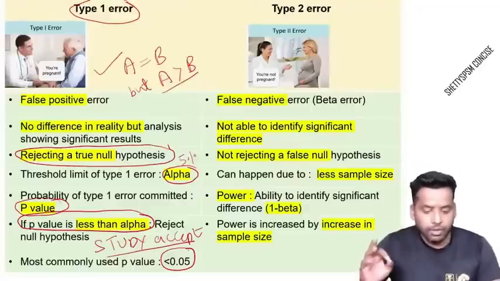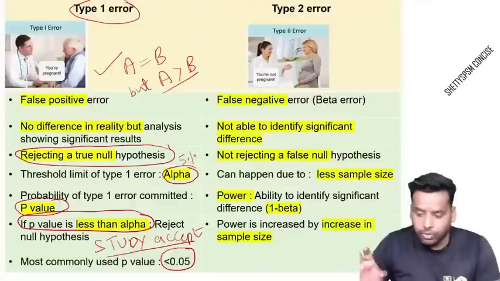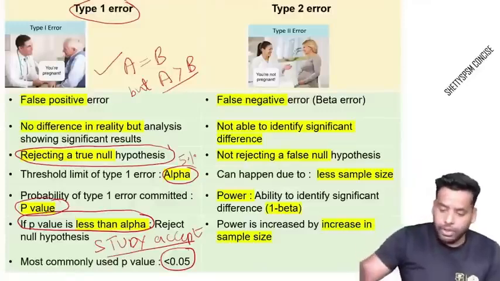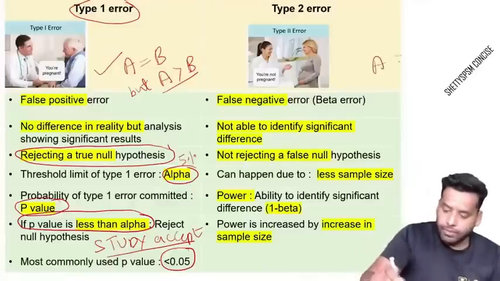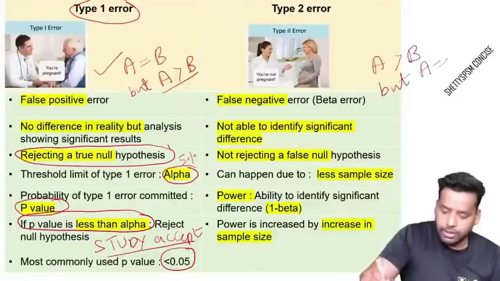Come to the other side. False negative error. False negative error means actually A is better than B, but you are not identifying the difference. You are telling A is equal to B.